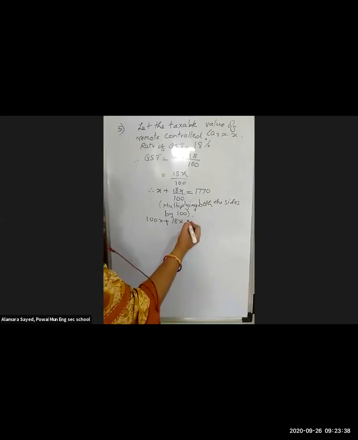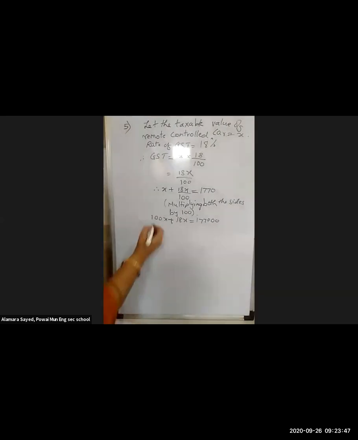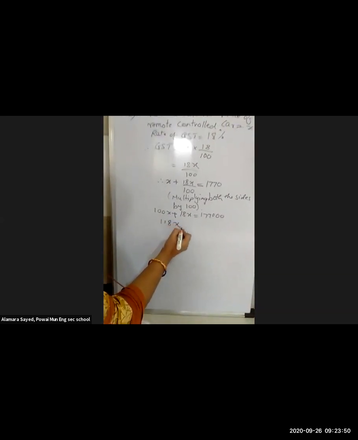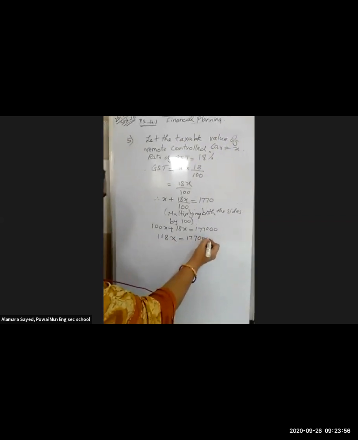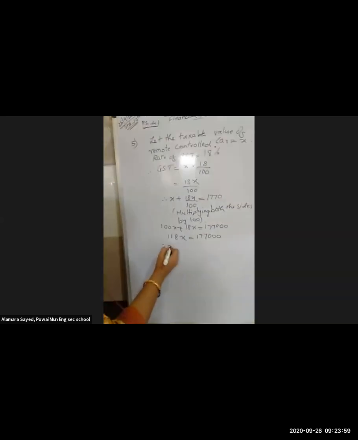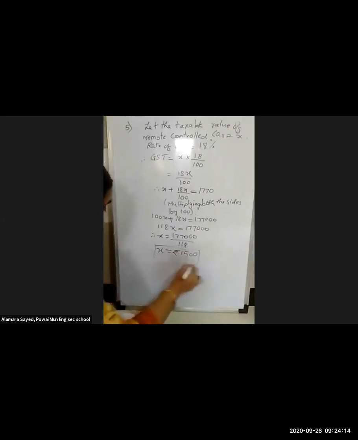What will we get? 100X plus 18X. The 100 will be cancelled, so 100X plus 18X is equal to 1770, and again two zeros we will add here as we are multiplying by 100. So now this will be 118X is equal to 177,000. Therefore X is equal to 177,000 upon 118. So the value of X is rupees 1,500.